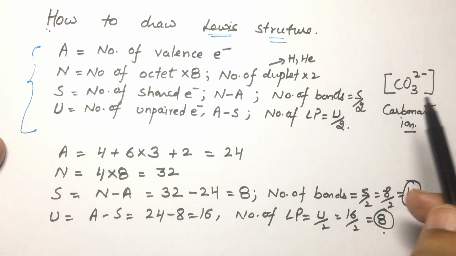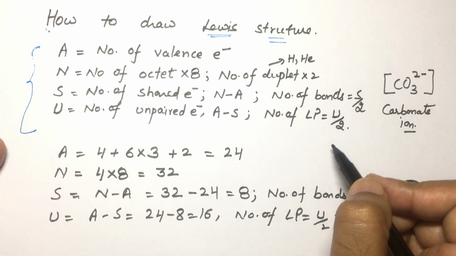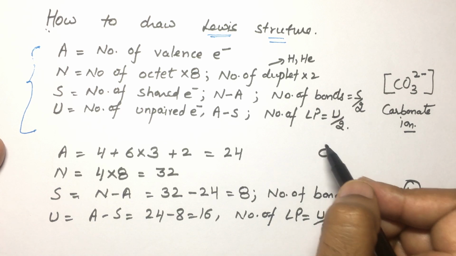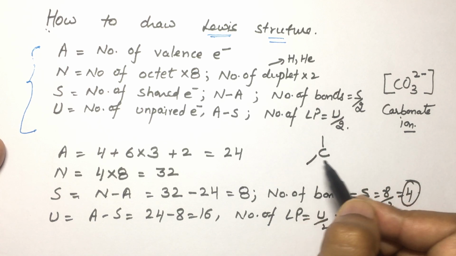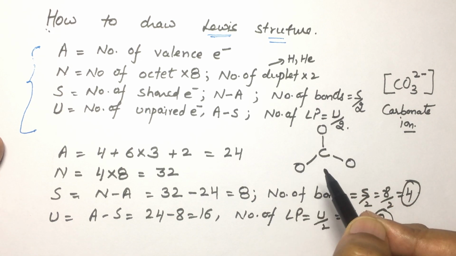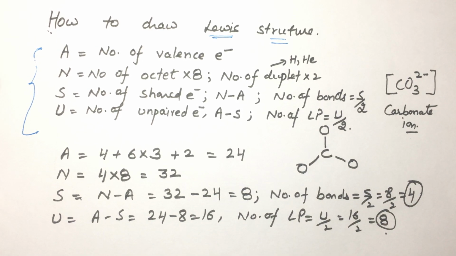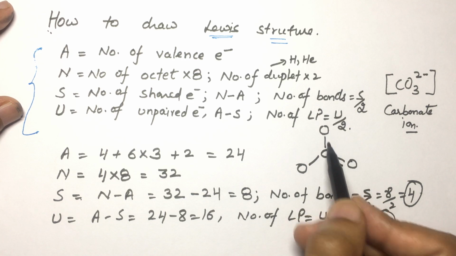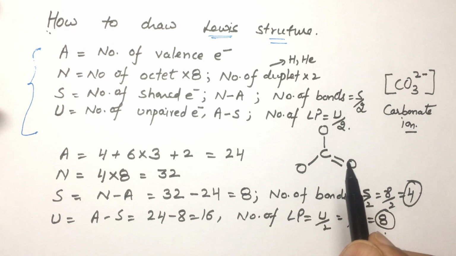Now let's draw this carbonate molecule. Now suppose this is the central carbon, and 1, 2 and 3. Now this is the basic structure that came to our mind about the carbonate ion. Now we have 4 bonds here, so we can add any extra bond, whether here or here, the 4th bond in the molecule. Now this is our number of bonds in the structure.